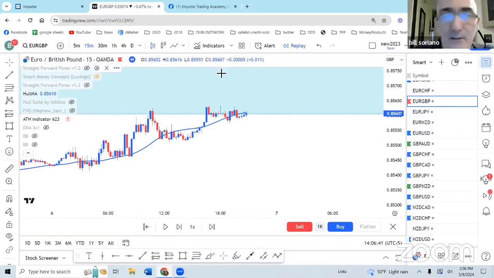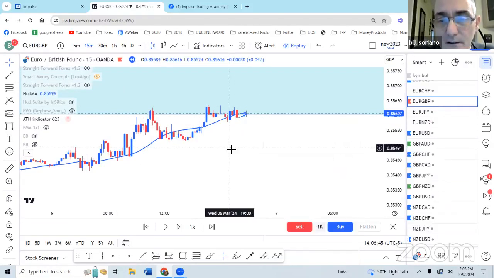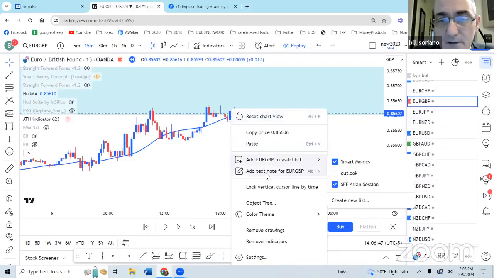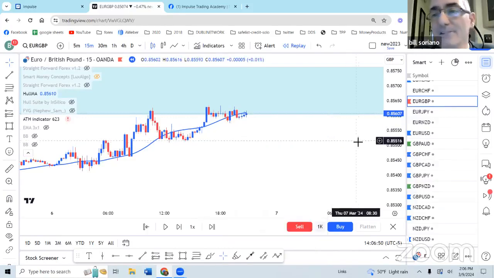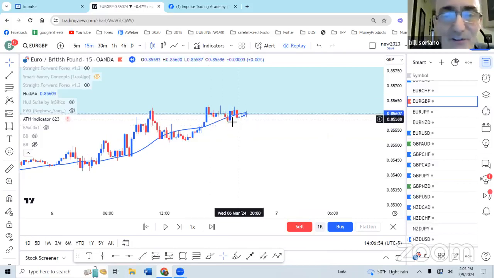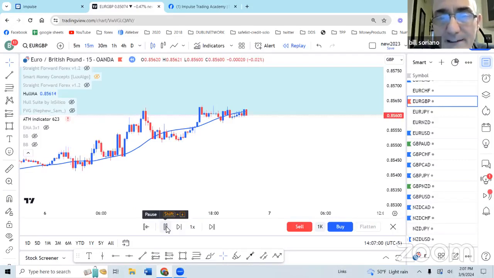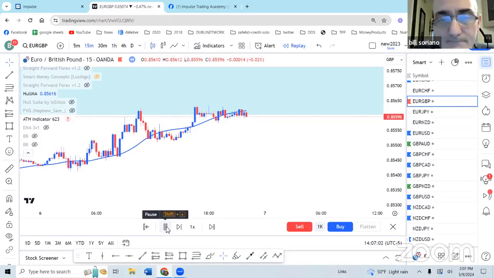You can set an alert for that. It's very easy to do. Just go here to set an alert. You can't set an alert while you're on replay mode, but it's very easy to set one. I show you in the other videos. Let's just play this forward now and see what happens. Now we're waiting for that indicator to turn red.